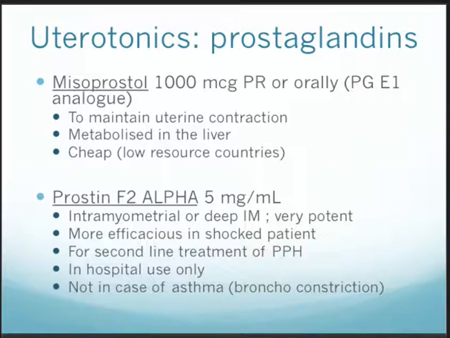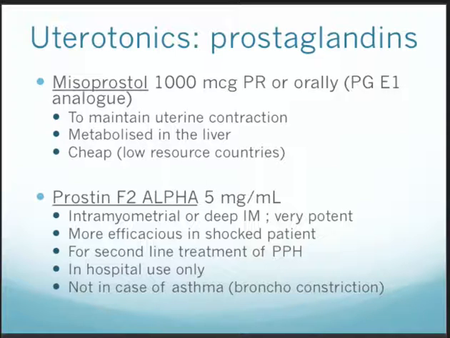Then the prostaglandin F2 alpha, 5 milligrams per milliliter. That should be administered directly in the myometrium with a long spinal needle through the abdominal wall into the muscle of the uterus, or deep intramuscularly. This is the most potent uterotonic we have available at the moment, and it's very efficacious as well in a shocked patient. We should use that for second line treatment if we're dealing with a massive PPH.